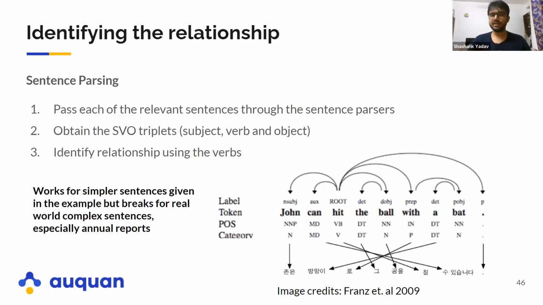For example, in a sentence, you will try to identify which is the subject, which is the verb, and which is the object. For simpler sentences, if it said LinkedIn is a subsidiary of Microsoft, then you'll have subject as LinkedIn, object as Microsoft, and the verb as subsidiary. So using that, you can say, okay, LinkedIn is a subsidiary of Microsoft. So this is the way of structured parsing.